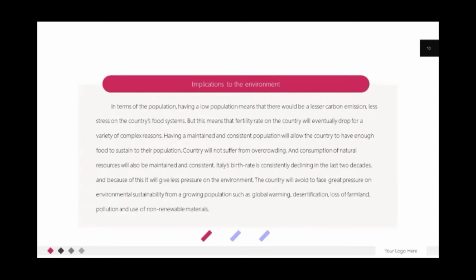And aside from that, country will not suffer from overcrowding, and consumption of natural resources will also be maintained and consistent. Italy's birth rate is consistently declining in the last two decades, and because of this, it will give less pressure in the environment. The country will avoid to face great pressure on environmental sustainability from a growing population, such as the global warming, desertification, loss of farmland, pollution, and use of non-renewable materials.